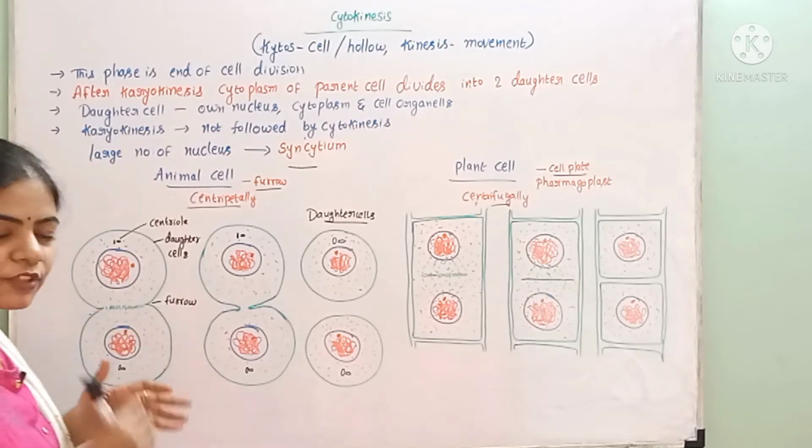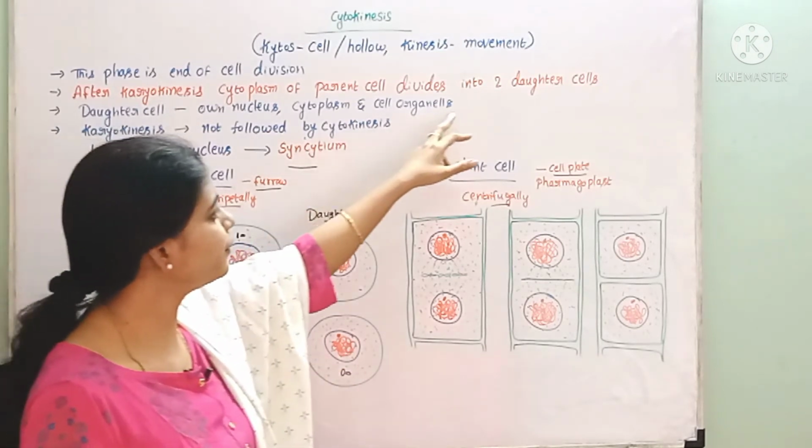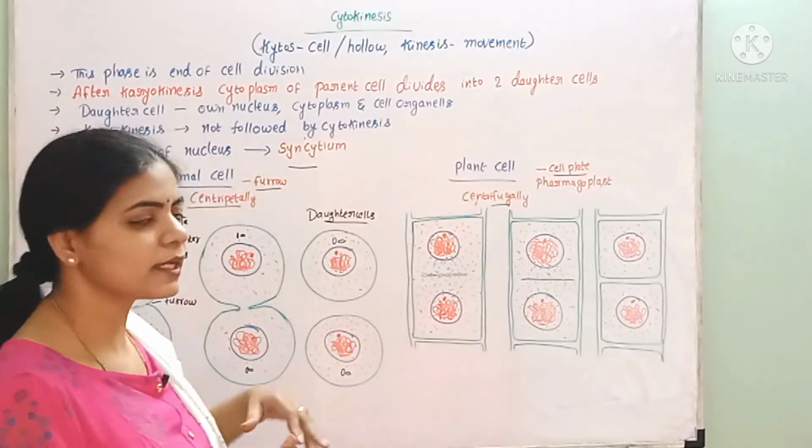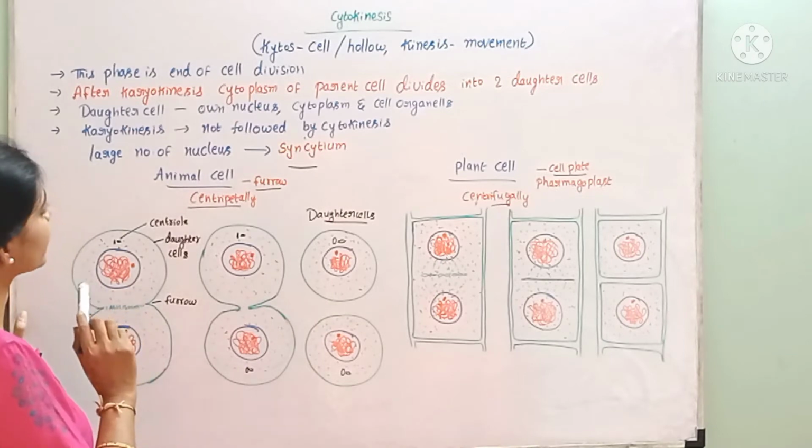And here, after karyokinesis, the cytoplasm of the cell divides into two daughter cells. And each daughter cell has its own nucleus, cytoplasm and cell organelles.